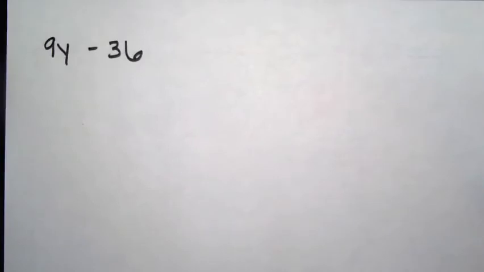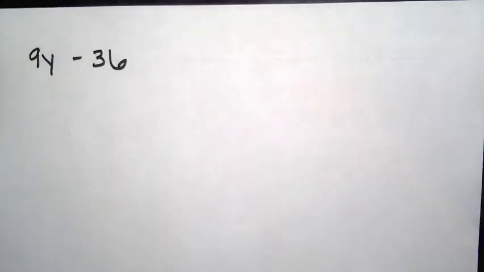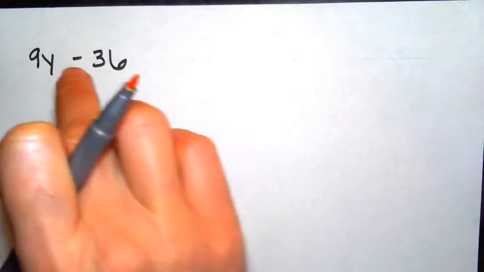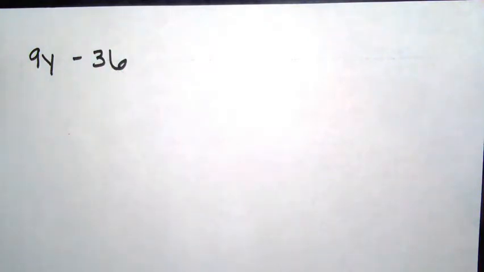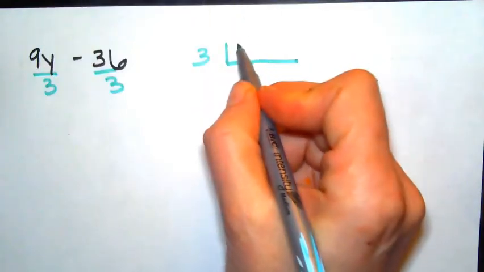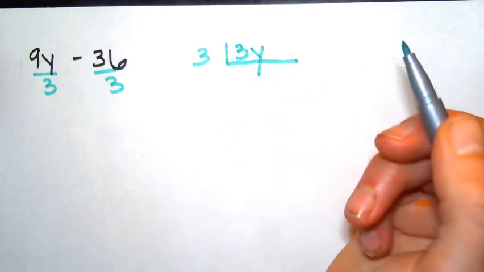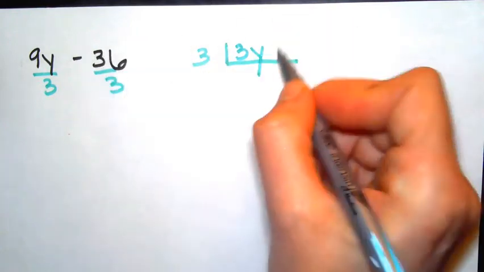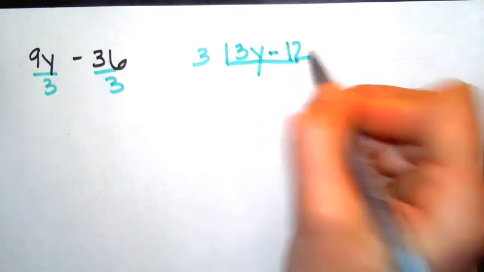All right, 2 more. All right, we got 9y take away 36. Again, I'm going to pretend like I don't know that 9 goes into both of those. If I divided both those by 9, I would have 9 divided by 9 is 1, 36 divided by 9 is 4. But I'm going to look at that and pretend like I don't know that, but I know that they're both divisible by 3. So 3 is going to go on the outside. 9y divided by 3, that's 3y. 36 divided by 3, keep my minus, is 12.